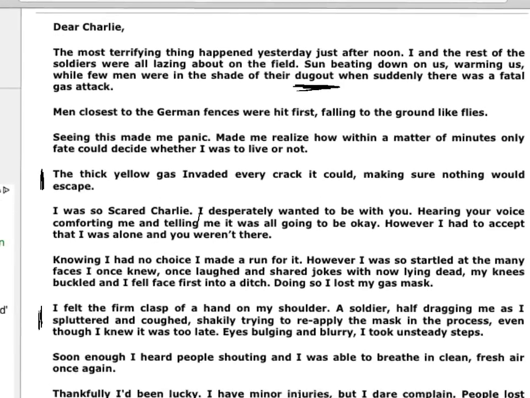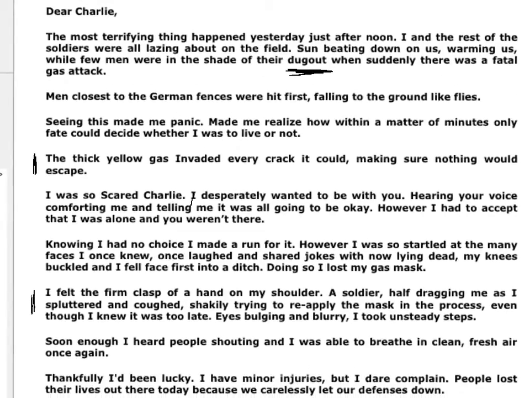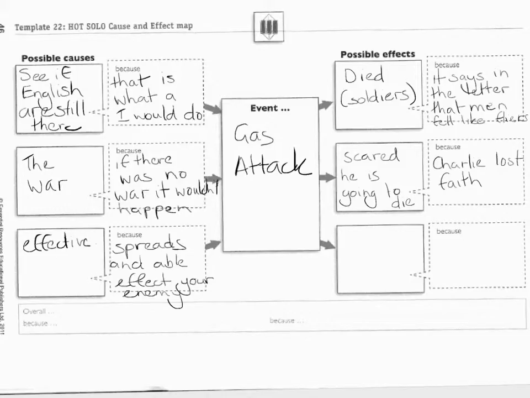In this text here, Dear Charlie, which you'll get to read, it's about a soldier in World War I, and he's in a trench and there's a gas attack. The problem in the story is the gas attack. So what we're going to do now is look at the causes and effects of that problem. Just here in front of you there's a cause and effect map.